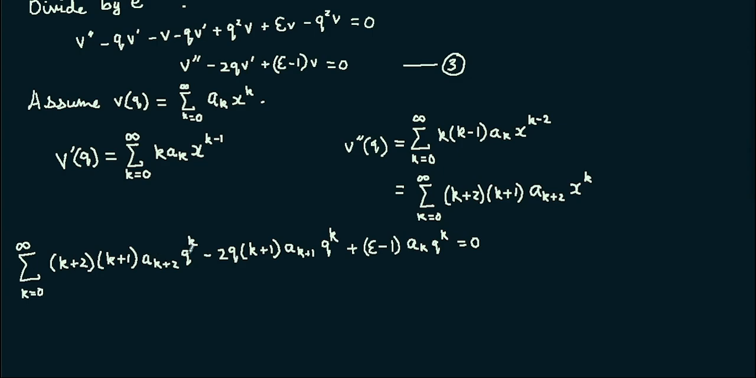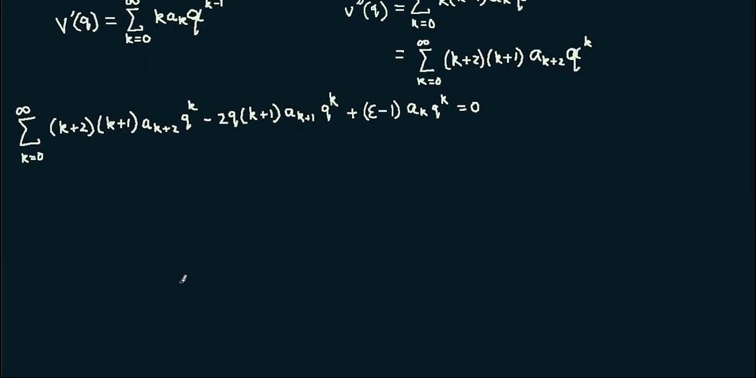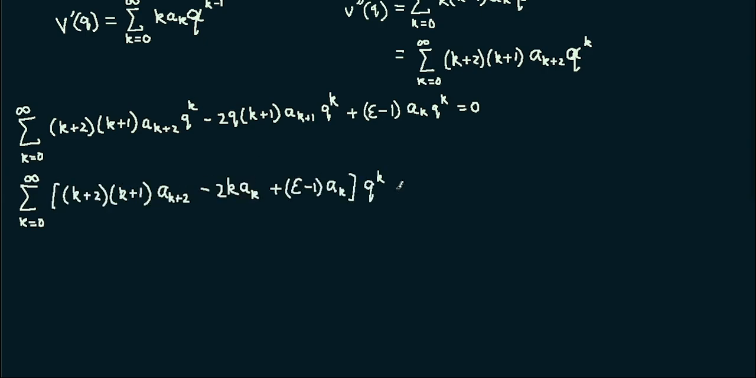If we put this into equation 3, we would get something like this. So here I also realized that I wrote these series in terms of x when they should be in terms of q, because q is our dependent variable. So let's just fix that over here. Okay, so if we simplify this a little bit, this sum can be written as the following. So this is what we would get.